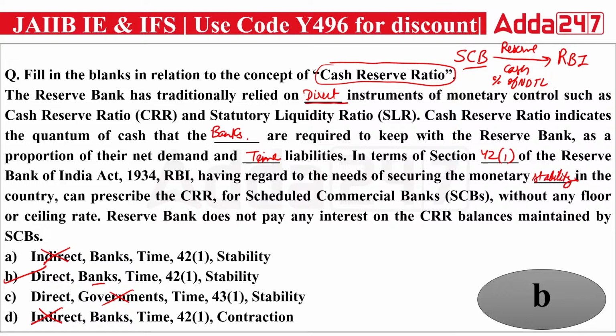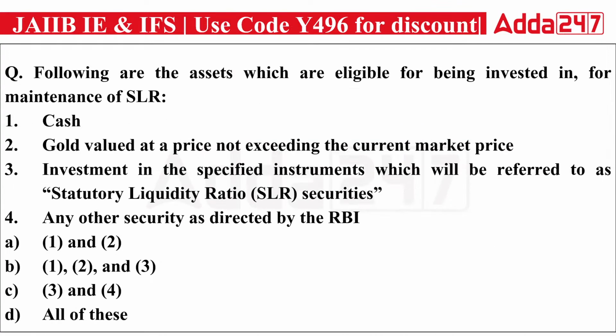In the SLR, what happens? RBI made it mandatory for scheduled commercial banks to maintain reserves with themselves in the form of cash, gold, and securities as a percentage of NDTL. That is SLR. Now we have the following: the assets which are eligible for being invested in for maintenance of SLR.